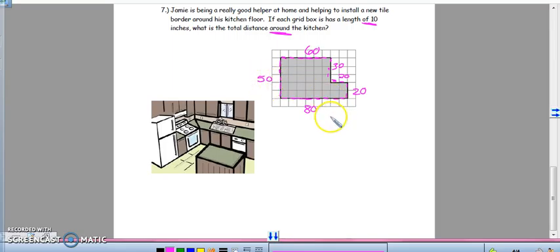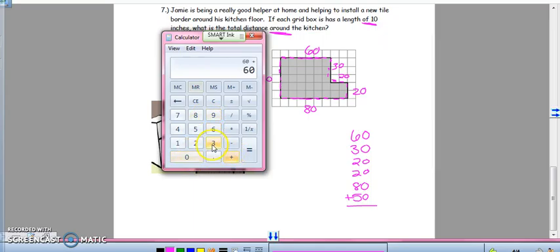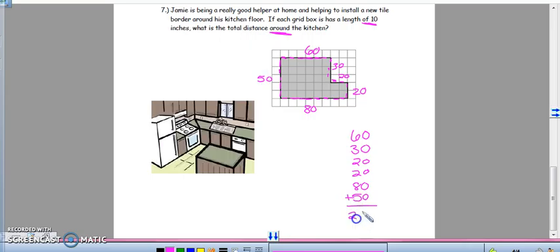Again, I need to add it all up. So 60, 30, 20, 20, 80, and 50. So 60 plus 30 plus 20 plus 20 plus 80 plus 50 gives me 260, and this was inches. Okay, that's it for this part of your lesson.